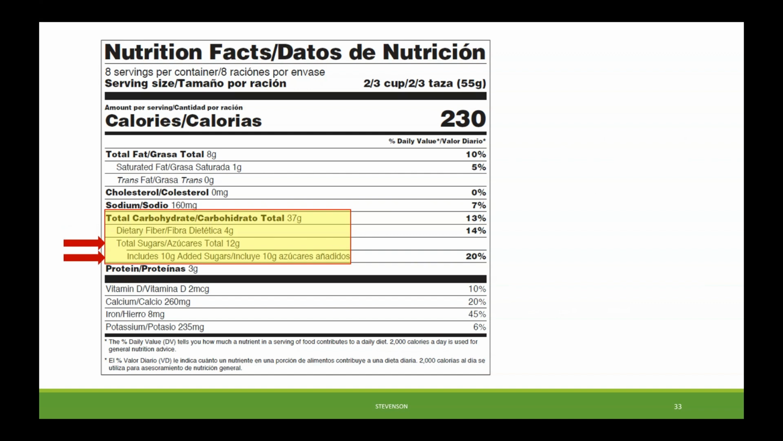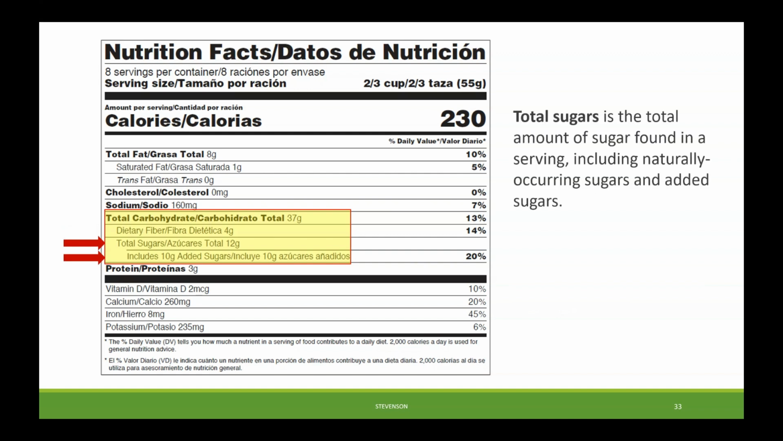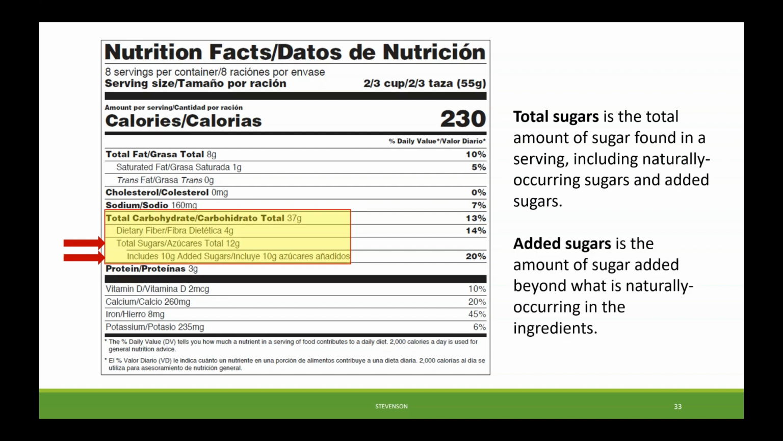And so sugars is housed under carbohydrates on the nutrition label because on a molecular level, they are closely related. And so the total carbohydrate that you see in bold actually includes the total sugars wrapped up into it, along with the more complex macromolecule carbohydrates. Total sugar is the total amount of sugar found in a serving, and this includes both the sugar that is naturally found in the food, as well as any sugars that were added after the fact. Added sugars is just the amount of sugar that was added beyond what is naturally occurring in the ingredients.